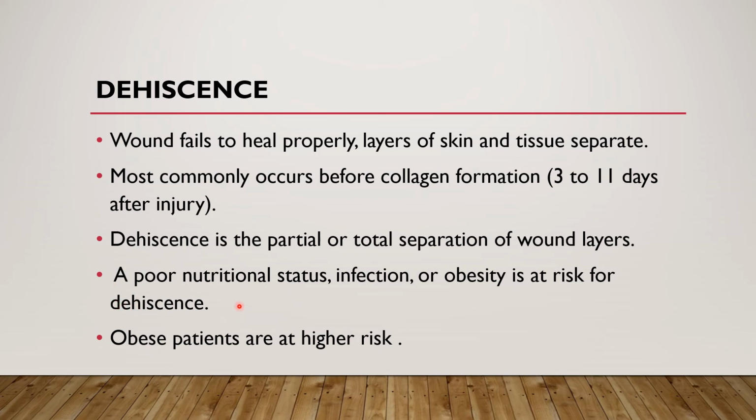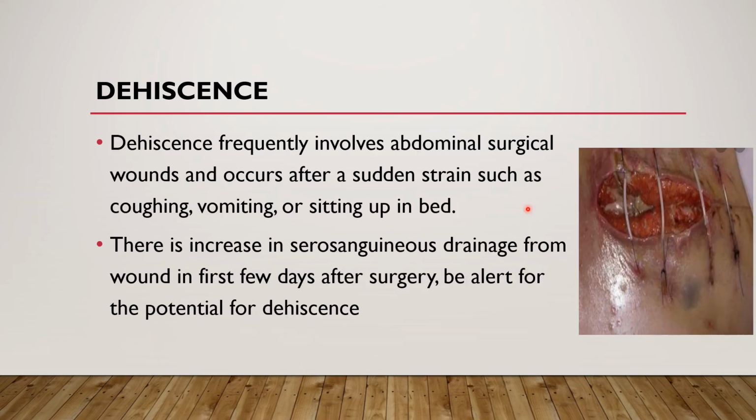Poor nutritional status, infection, or obesity is a high risk for dehiscence of the wound. Okay, if a patient has poor nutrition, has any kind of infection, and is very obese, the chance of wound dehiscence is higher, and in obese patients it is highly risky. Dehiscence frequently involves abdominal surgical wounds, and often occurs with sudden strain such as coughing, vomiting, and sitting up in the bed.